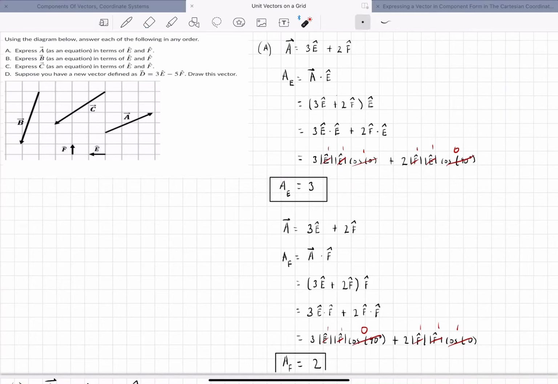Hello, so for this assessment, I'm asked to use this diagram to express vectors A, B, and C in terms of E hat and F hat. So for part A, what we can do is start off by taking the vector and writing it in its component form, which is 3E hat plus 2F hat.